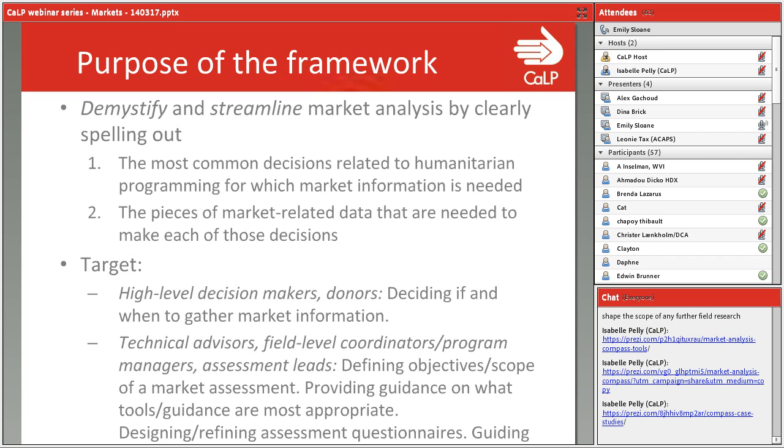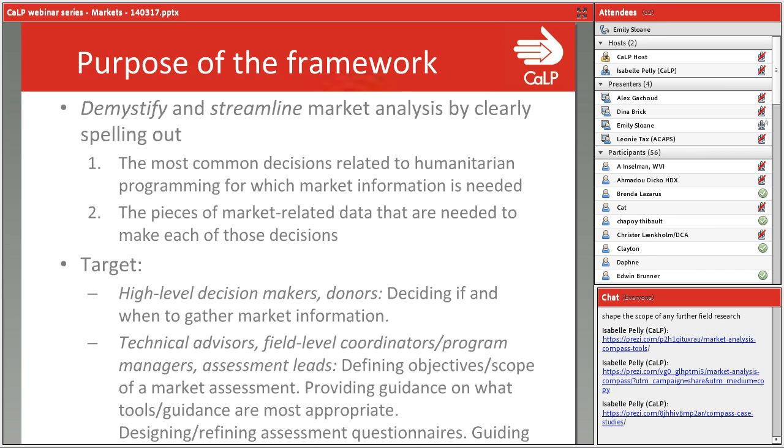And then the second part of this is for those most common decisions that we need market information for, what are the specific pieces of market-related data that we need to make each of those decisions? So to be perfectly honest, this is first and foremost a deliverable for this project, which is associated with some other project activities. But we do think that this may be useful for some other actors.